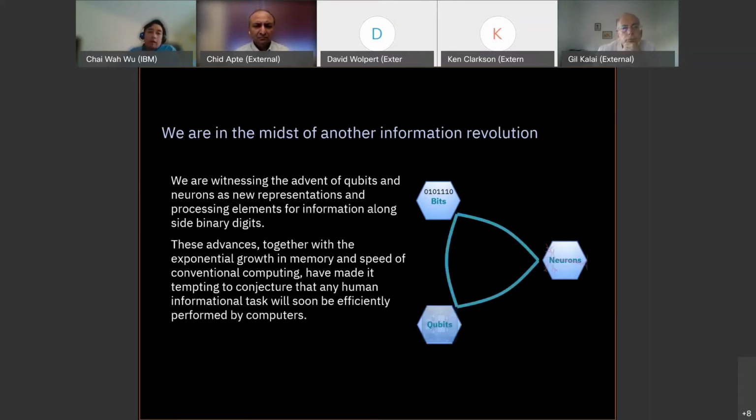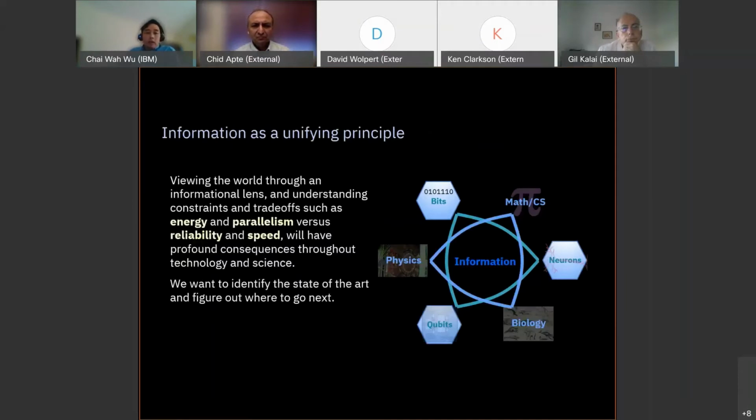So the idea of what we call an informational lens is to view science and technology through the language and science of information. So we see that there are trade-offs and constraints. For instance, qubits promise massive parallelism, but decoherence limits their fault tolerance. And similarly, you have biological neurons that operate at relatively low power, but work under limited precision and reliability, and at much lower speed than the modern logic gates that are built with semiconductor technology. Understanding these constraints and trade-offs between energy and parallelism versus reliability and speed will have profound consequences throughout technology and sciences.